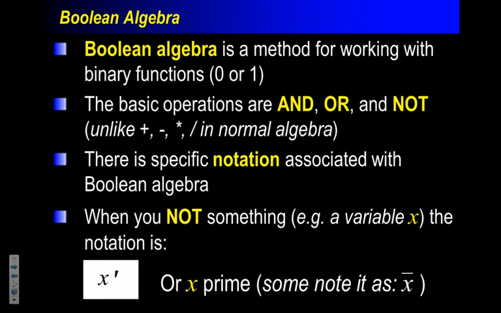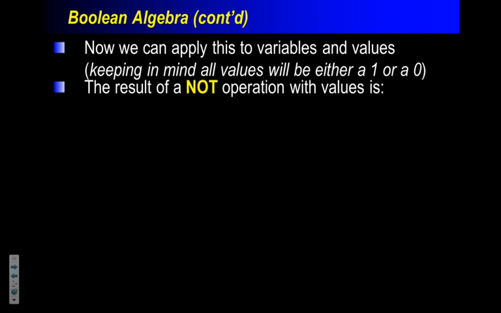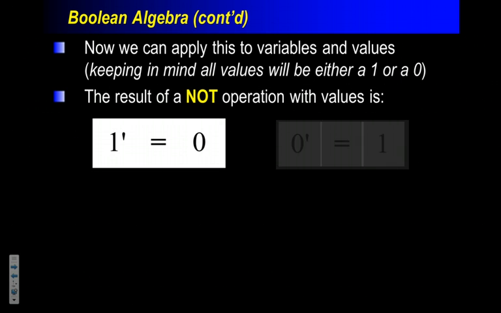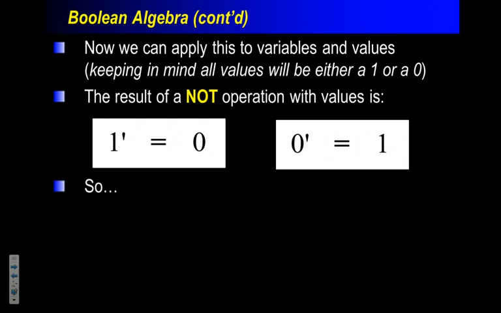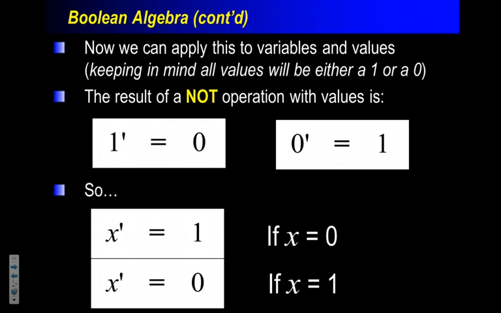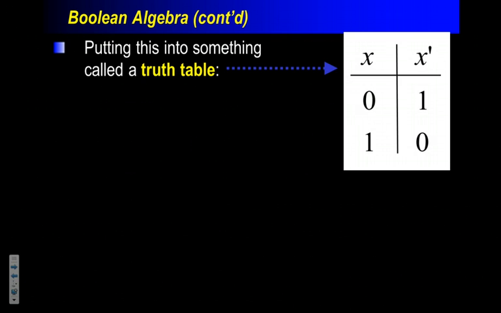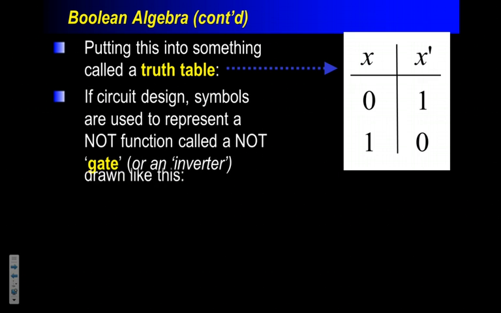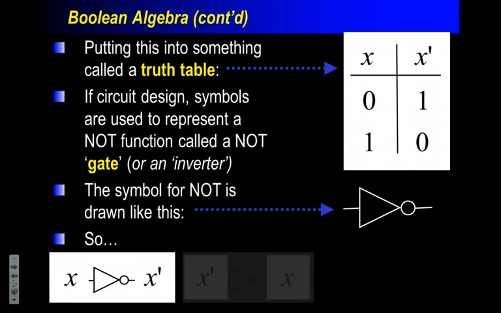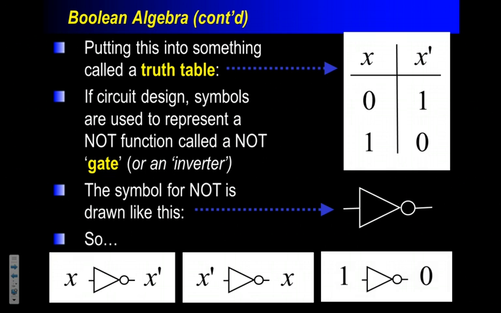Okay? So the prime symbol in Boolean algebra means to knot something, to reverse the polarity. This can be applied to variables, so not 1 is 0, not 0 is 1. That's pretty simple. Okay? So not x is 1 when x is 0, and not x is 0 when x is 1. Or write it in a truth table, as we just showed you. That's the actual symbol you give to an electrical engineer when they build these things. That's the symbol used to describe the NOT gate.